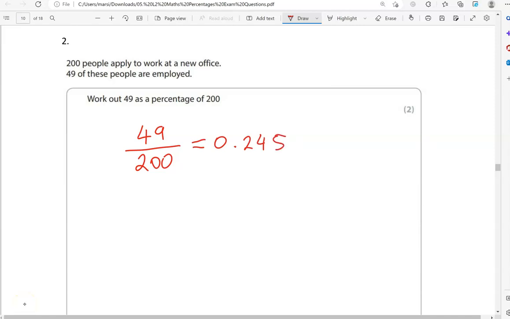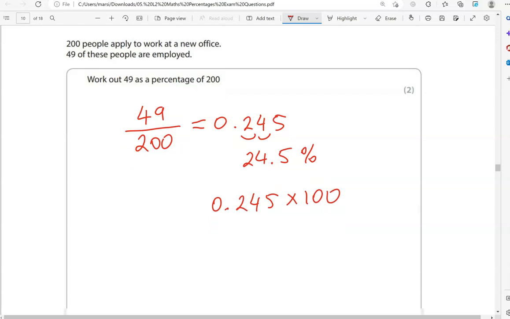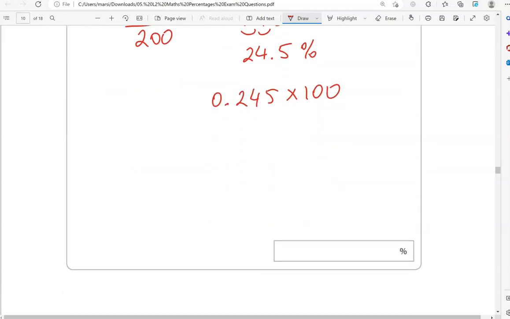So that's the decimal form. We need to get this into a percentage. And remember, this looks like money. It would have been 24.5 pence which is 24.5%. So you could also multiply 0.245 by 100 and it gives you 24.5%.